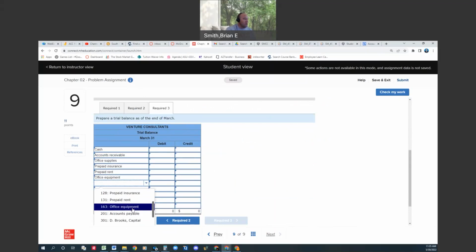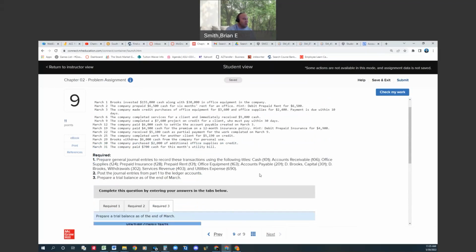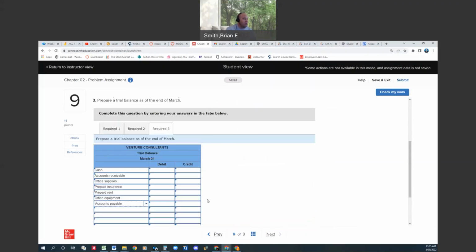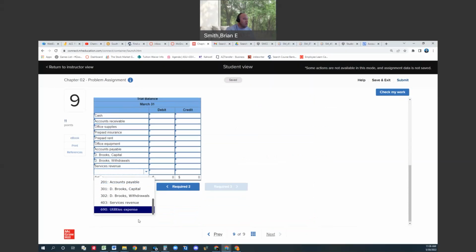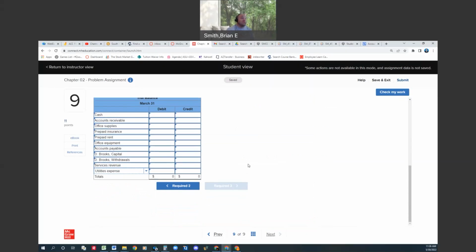And then we're going to do accounts payable. All right, and then let's see what else we have. Brooks Capital and withdrawals, and then revenue and expenses. Brooks Capital, Brooks withdrawals, service revenue, and utilities expense. So you're going to list all of these accounts on here, right?